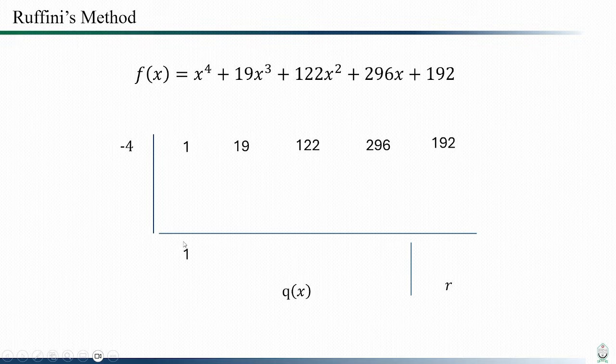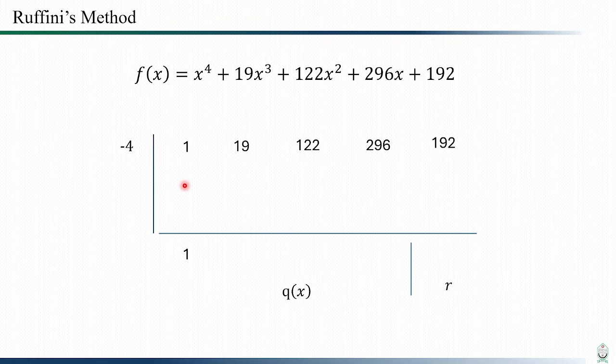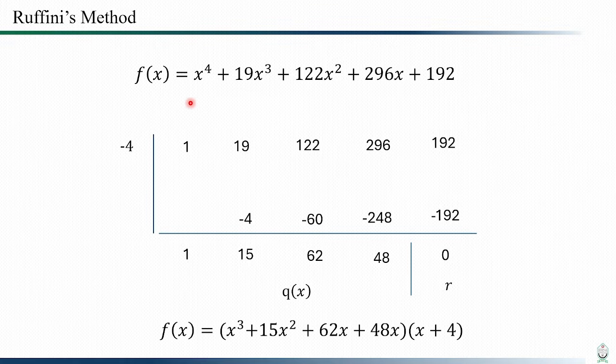The 1 will drop down here. Then we will multiply 1 with 1 will drop down here, then we can multiply minus 4 with 1, that gives us minus 4. After addition we have 15, then the multiplication leads us to minus 60. After this addition we have 62. After the multiplication we have this value. After this addition we have this 48, and then after multiplication we have this thing, which eventually results in 0 here. That means minus 4 is also one of the roots of this function. And this function can be rewritten as this also.